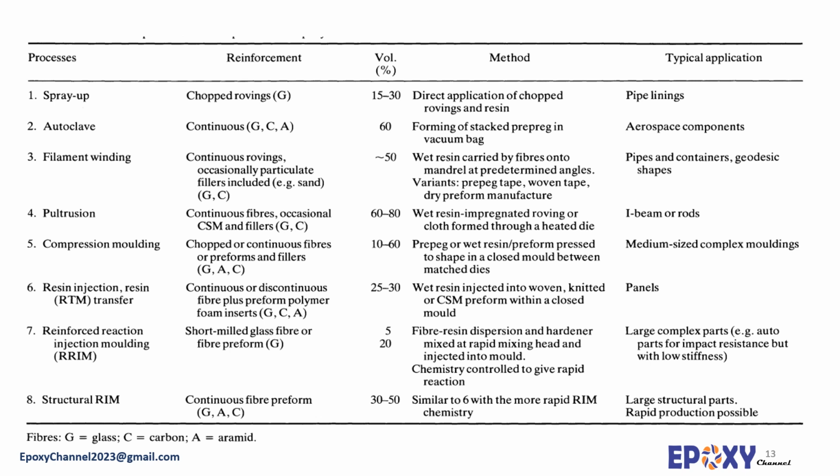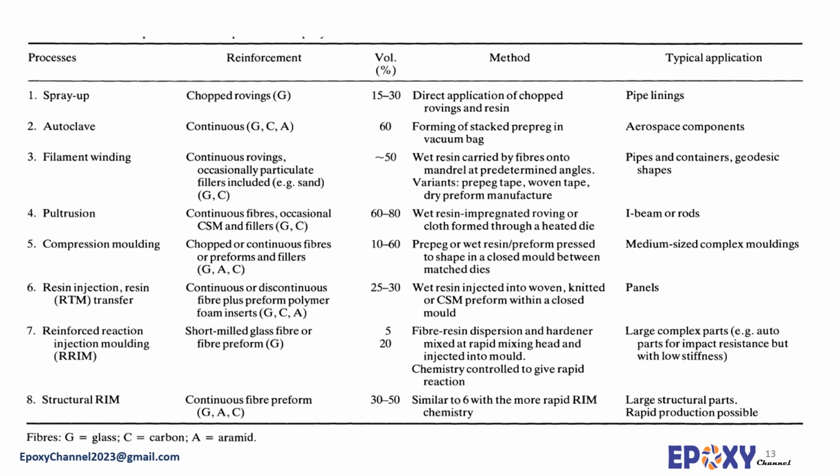Spray up, also known as the chop method, works by spraying short strands of fibers out of a pneumatic gun. As the name implies, it is suitable for chopped fibers and used mostly with fiberglass for pipe lining. The autoclave method can be applied to continuous glass, aramid, or carbon fibers, and in this process, stacked prepreg are used in vacuum bags. It is used in the aerospace industry.